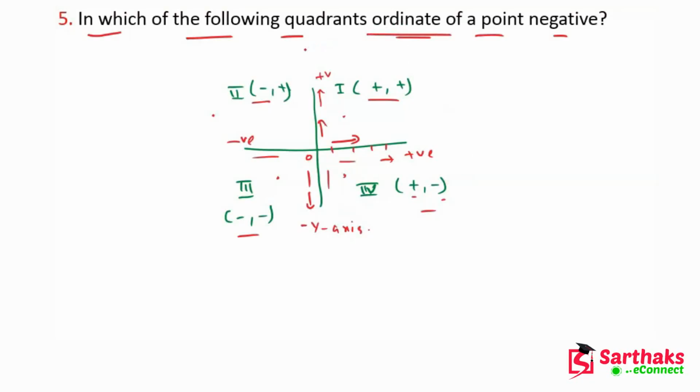Now what is the ordinate? The ordinate is also called the y coordinate. So now in this case we have to tell which quadrants have the negative ordinate. From this graph we can say that points with negative ordinates lie in which quadrants? Here, if you see, in the third quadrant and in the fourth quadrant. So I hope you understand these things, my dear friends.